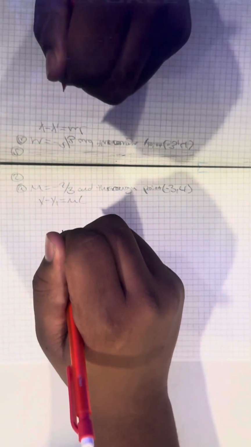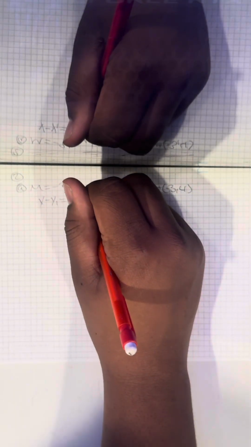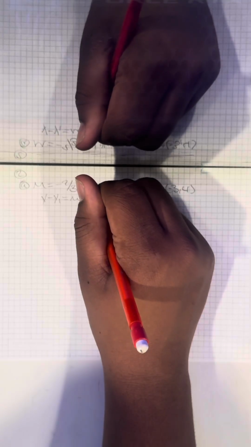Alright, this is question 2, part A. It asks us to write the equation of the following line in point-slope or slope-intercept form. Part A says m equals, the slope is negative 2 over 3 and it passes through the point (3, 4)... negative 3 comma 4. So we can use the formula y minus y1 equals m times parentheses x minus x1.